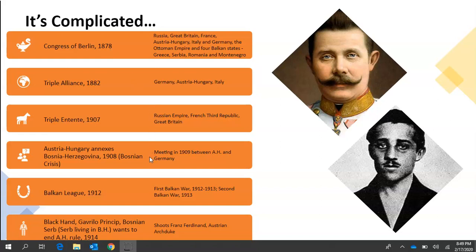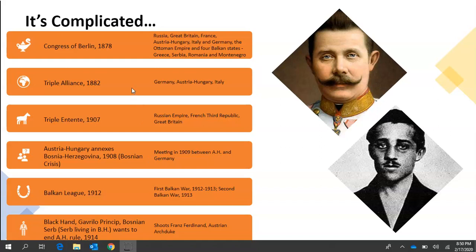Now over here, after the Bosnian crisis in January of 1909, the chief of staff of the Austrian army goes to the German counterpart and says, hey, would you have our back if we invade Serbia and Russia gets involved? And the Germans say, yeah, we got you. No problem. So you also want to know about all these other little things.